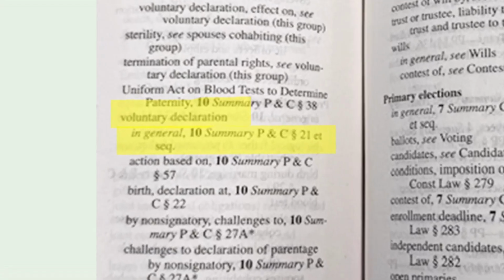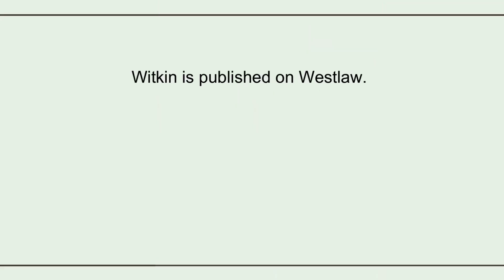So staying under presumption of paternity, I look for voluntary declaration, and it tells me to go to section 21 at SEC, which is exactly where I knew we needed to be. And that's how you use Witkin in print.